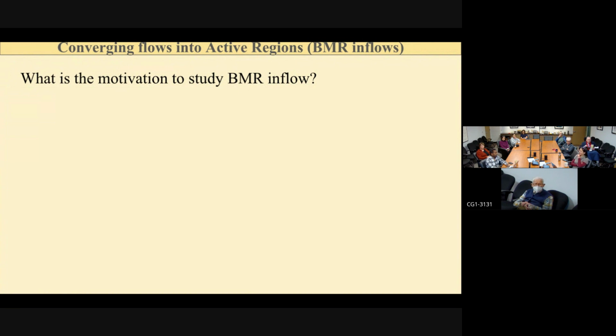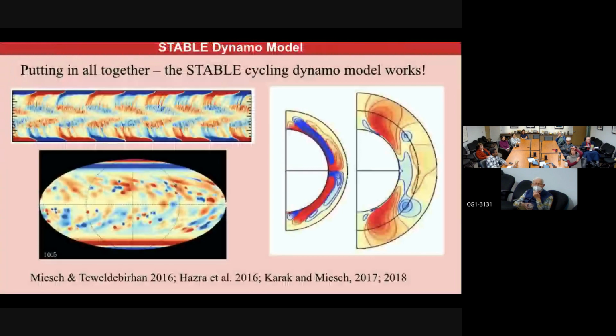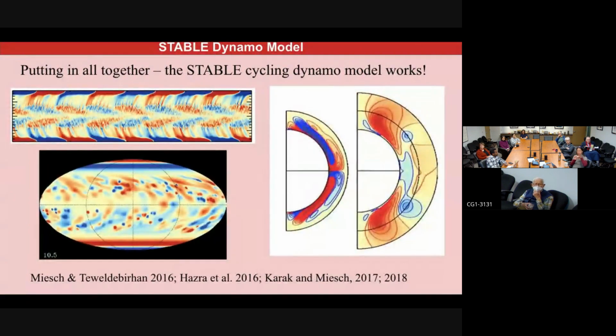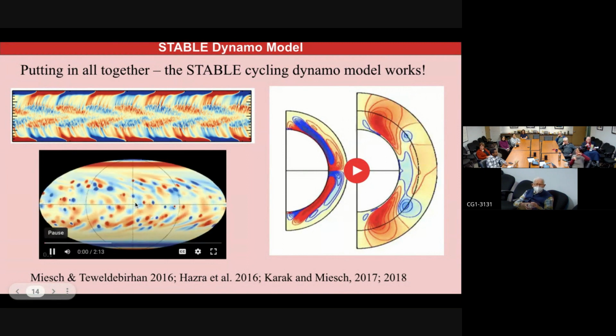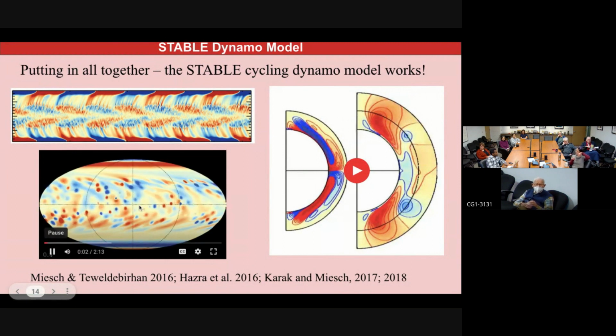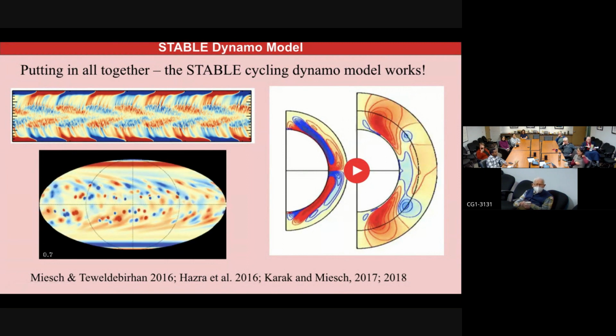So can I ask a question? Good. In the slide before, I would have expected the appearance of sunspots to be hemispherically symmetric, from hemisphere to hemisphere, because the setup seems to be perfectly symmetric. Did I miss something, or is it not symmetric?